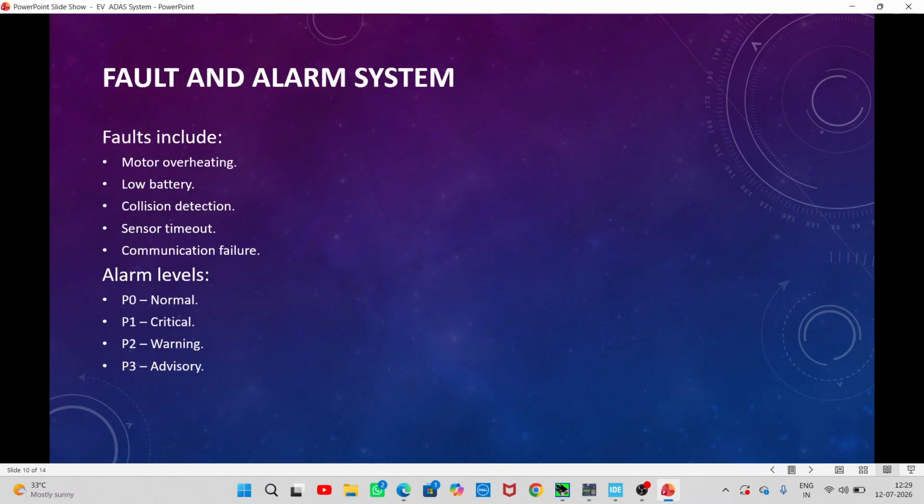Okay, we move to the next, the fault and alarm system. We also implemented a fault and alarm system in our project. What are the faults included? Before that, we use 5 states in that project. What are the states? Parked state, ready state, driving state, regeneration state, and the last one is fault state.